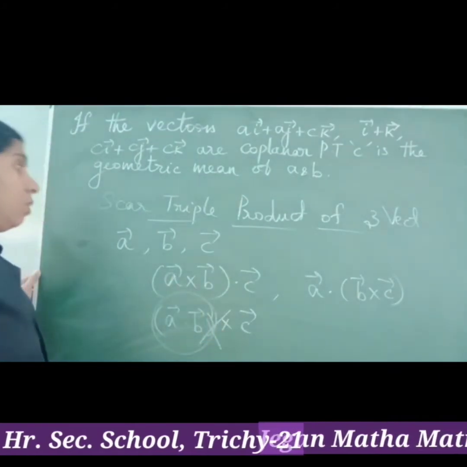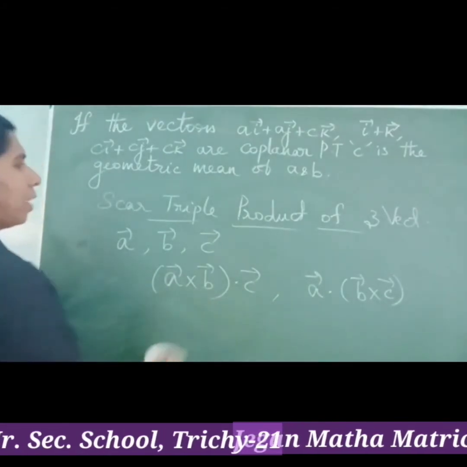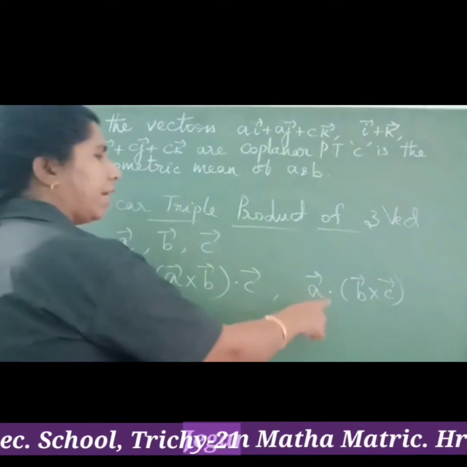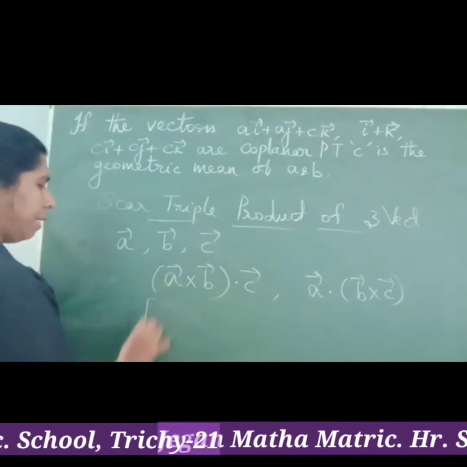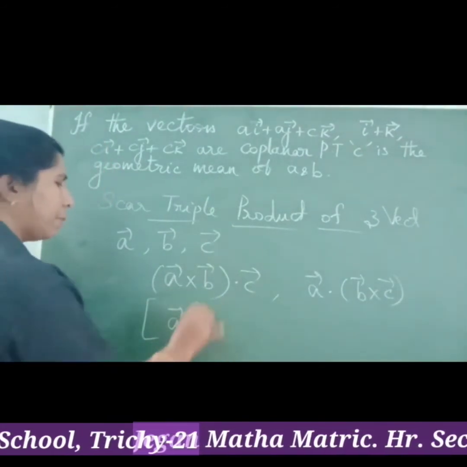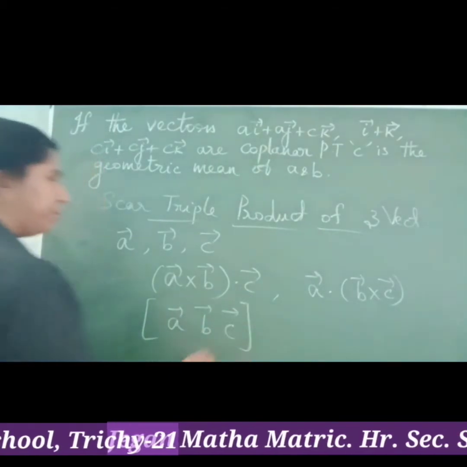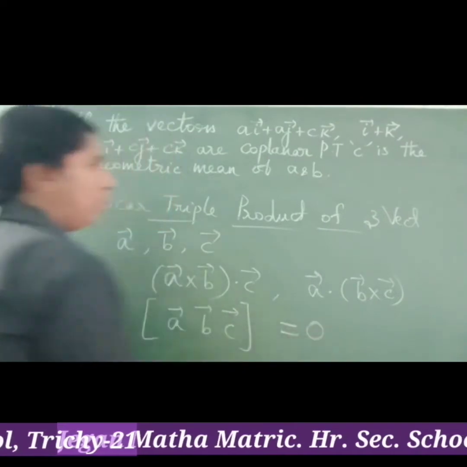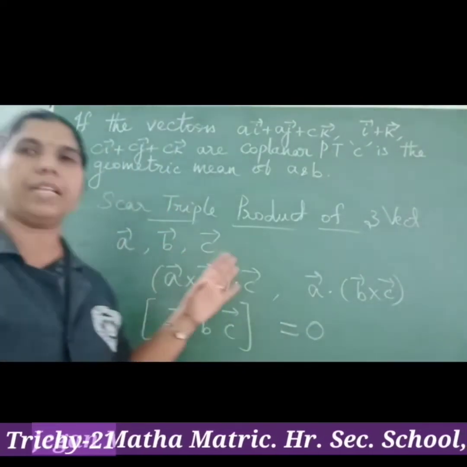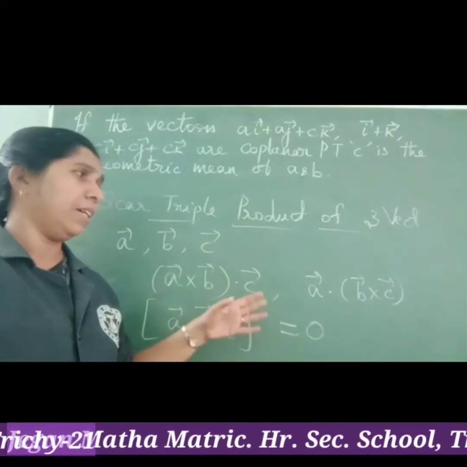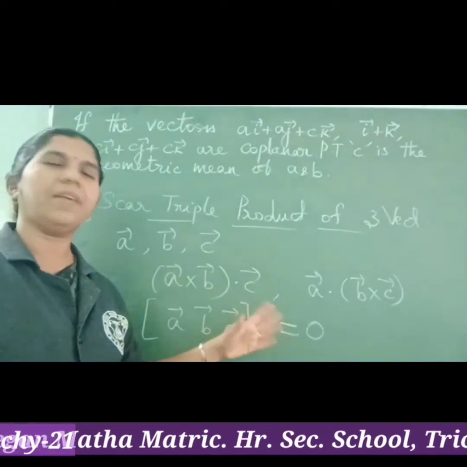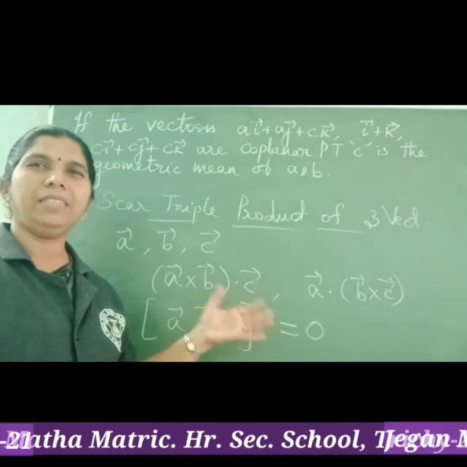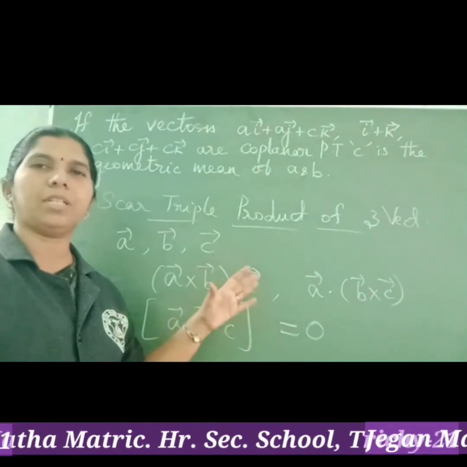So, the scalar triple product of three vectors can be written as A cross B dot C or A dot B cross C. This can be represented as box product of A, B, C. If this box product of A, B, C equals 0, then we can say the given three vectors A, B and C are coplanar vectors. Coplanar vectors also you can say, or the points lie on the same plane. Both are the same meaning only.